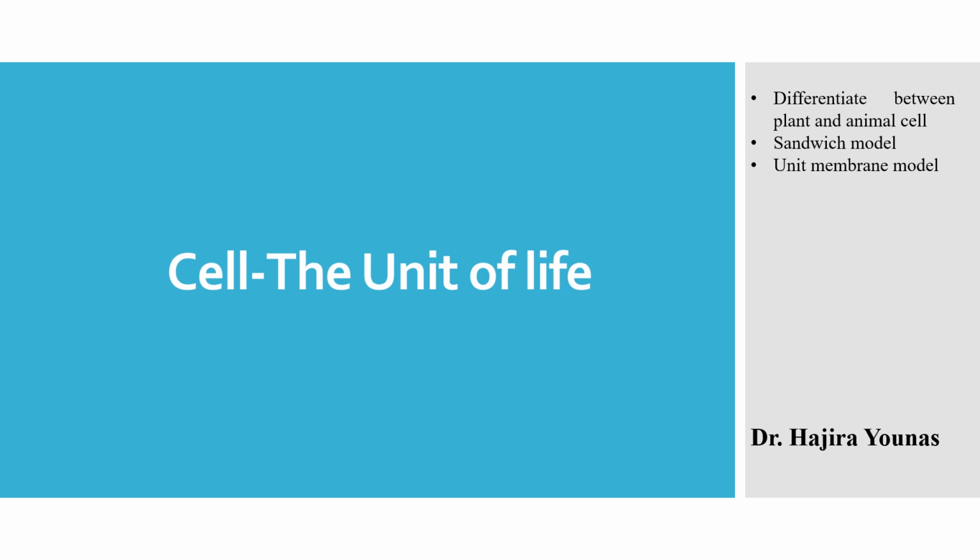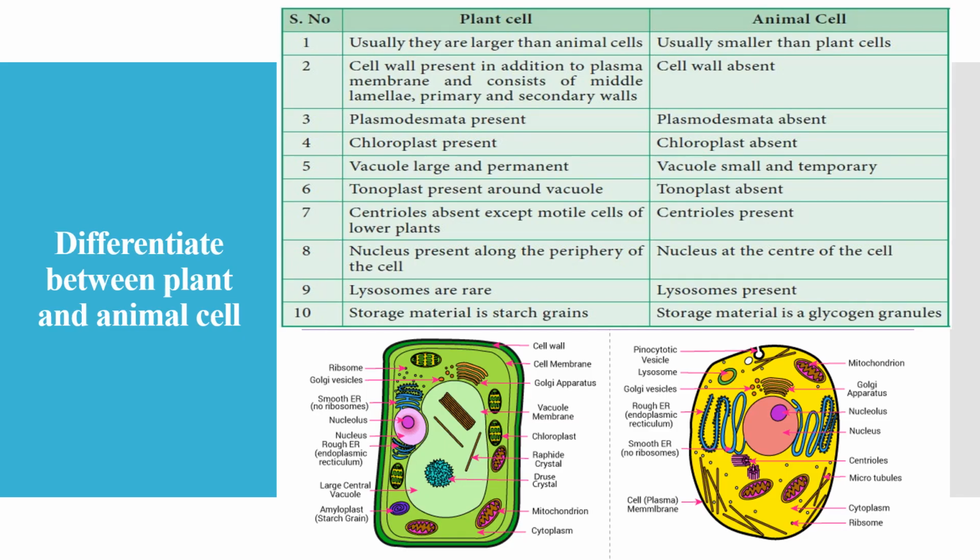In the chapter of Cell, the unit of life, we will discuss how to differentiate between plant and animal cell, the sandwich model, and the unit membrane model. So firstly, we will talk about differentiating between plant and animal cell.